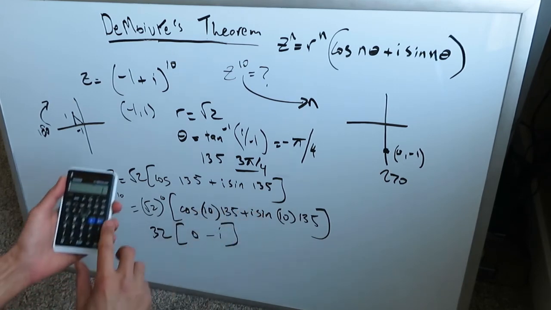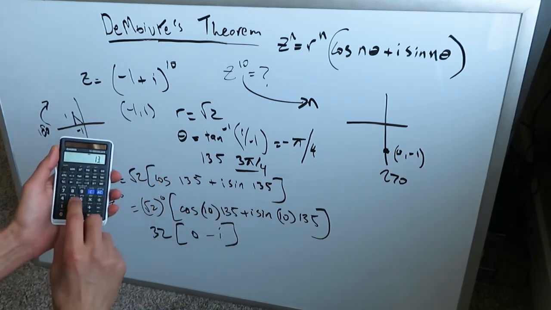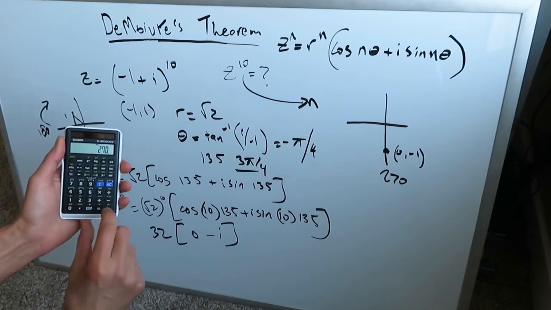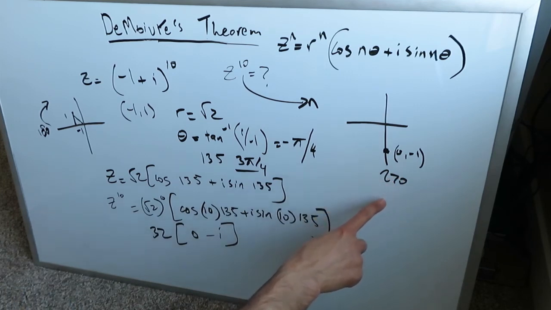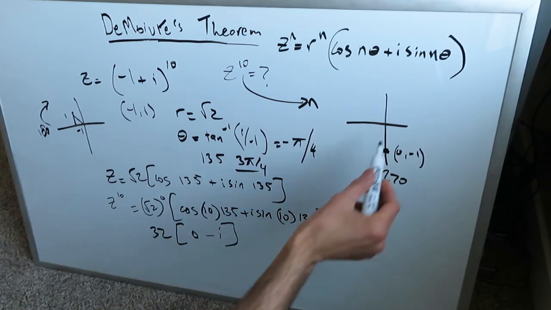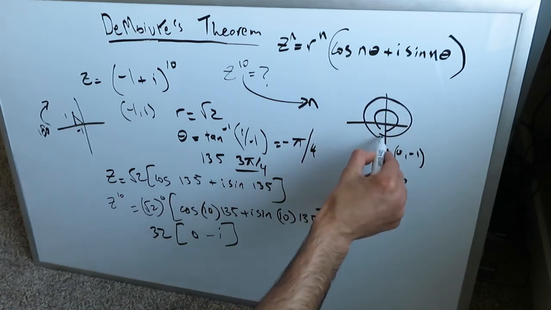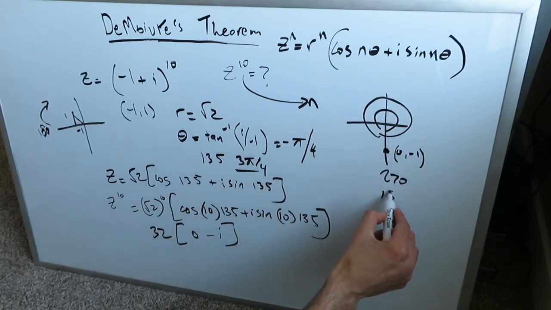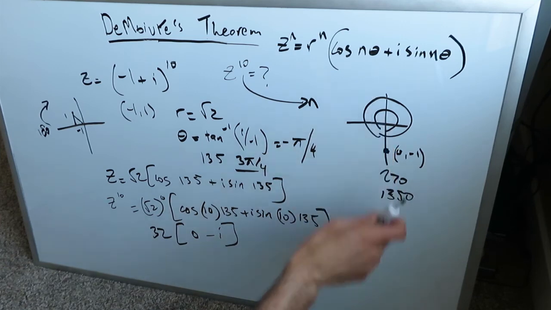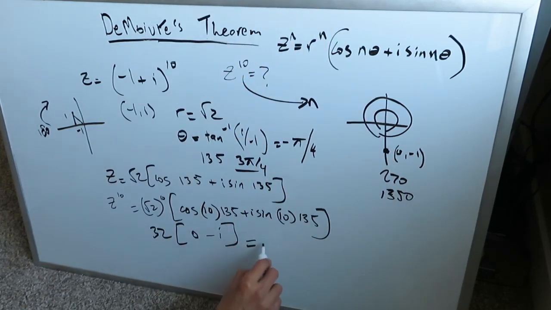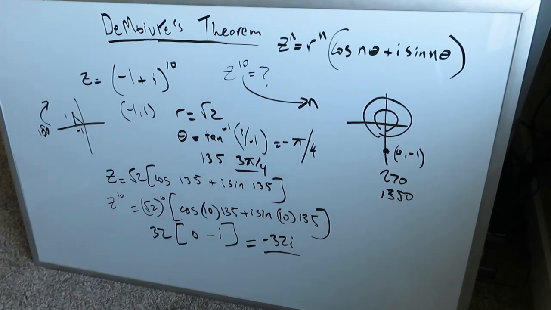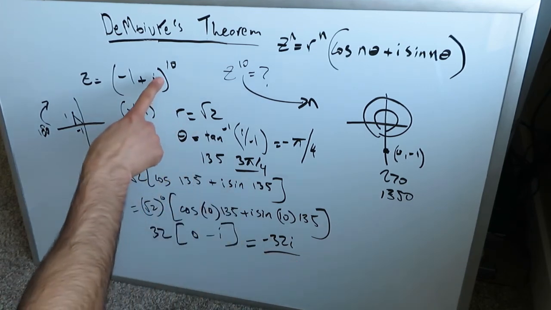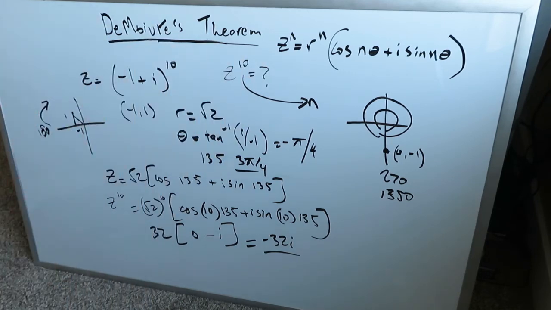You can do 1350, which is 135 times 10, and you divide it by 270 and you get a whole number answer, 5, which means it was a coterminal angle of 270. You can land on this angle 1 time, 2 times, 3 times, 4 times, 5 times, and you'll end up with 1350 right on top of that. Coincident points. But what's our final answer? It's minus 32i. Z to the power of 10, or minus 1 plus i to the power of 10, gives you a minus 32i answer. That's the answer of this complex number to the power of 10.